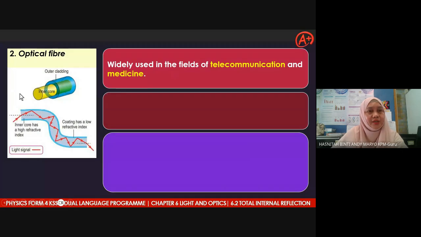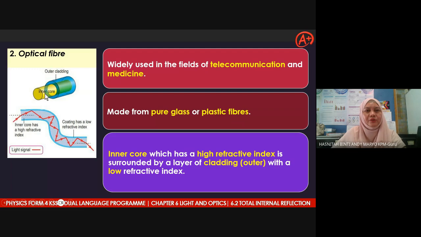So the structure consists of two important parts. Inside is the inner core, and outside is the outer cladding. Outer cladding, inside is the inner core. So it is made from pure glass or plastic fiber. So this optical fiber is made from pure glass or plastic fibers. Okay, so the inner core, students, has a high refractive index, and outside it is surrounded by a layer of cladding with a lower refractive index.